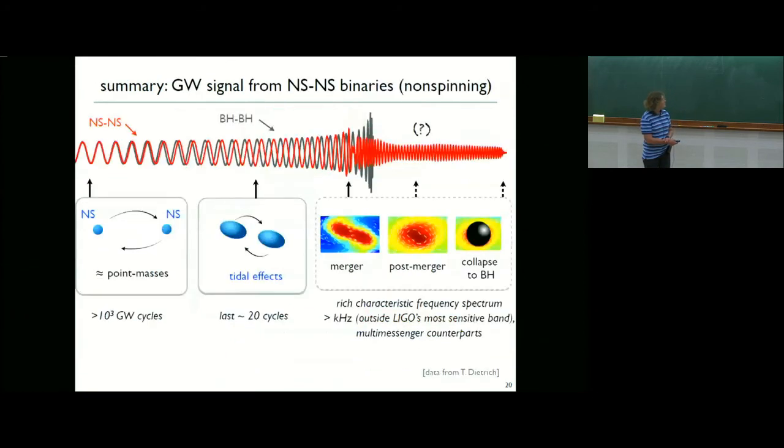Okay, this was just to summarize what happens, because I think next week Nils Andersson wanted to talk about this post-merger phase, what exactly happens and so on, so it should be quite interesting to hear. In any case, we know there's a rich characteristic frequency spectrum and also some multi-messenger counterparts.